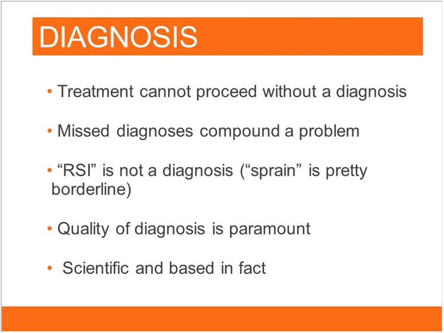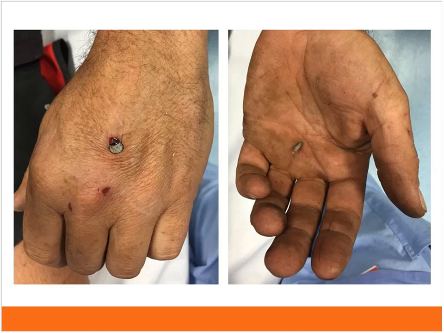Diagnosis is essential, and that seems, again, a simple thing, but in our first case example, the diagnosis was not made. Treatment can't proceed properly without a diagnosis, and if a diagnosis is missed, it makes the problem even worse. Things like RSI is not actually a diagnosis, and something like sprain is borderline. When someone says RSI, we need to know what that actually means. The quality of the diagnosis and accuracy is paramount to the whole case, and the diagnosis has to be scientific and based in fact.